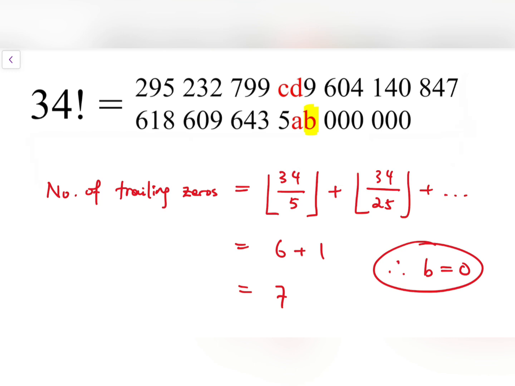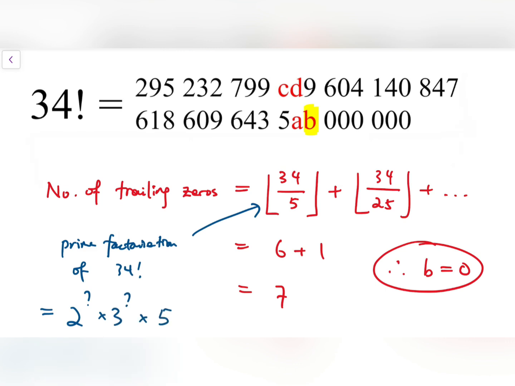The rationale of using this sum is that it's just to find the power of 5 when we do the prime factorization of 34 factorial. We can say this is 2 to some power times 3 to some power, but for the power of 5, we know that that should be to the power 7.